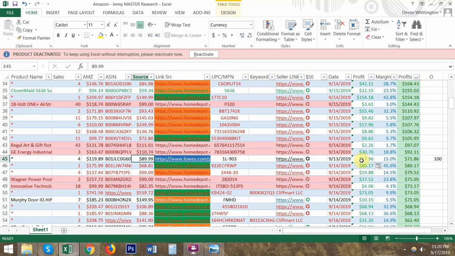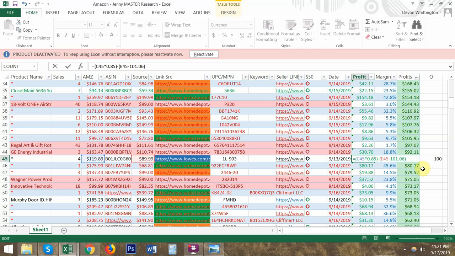So how would you change that? Let's go ahead and change it right now. So $89.99 would be minus $10. So this is the discount right here. Source price, E45, is the source price. Now we're going to do minus $10. But inside of the parentheses, the math will be a little bit different.